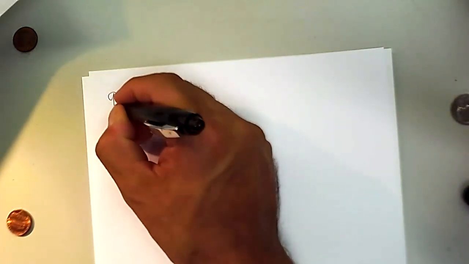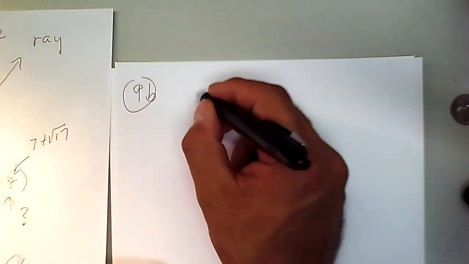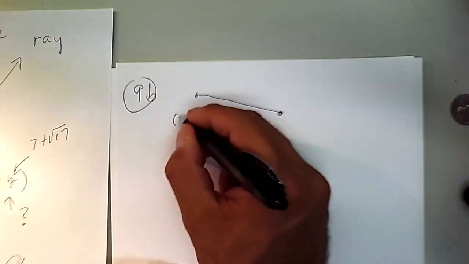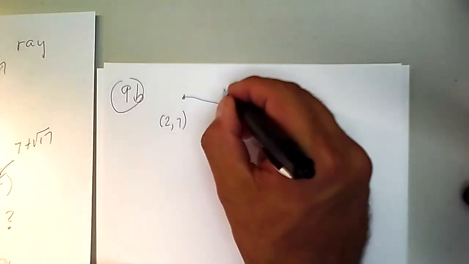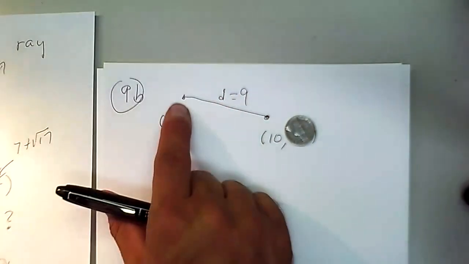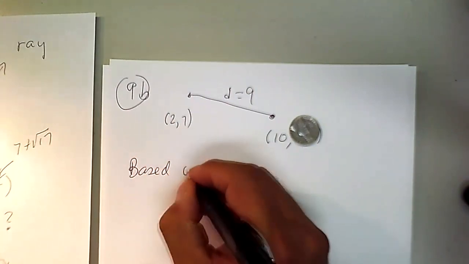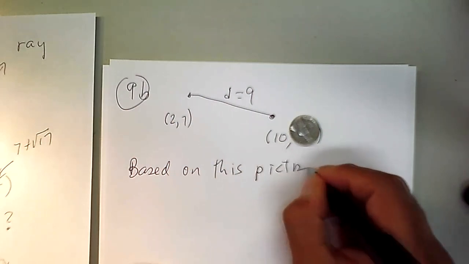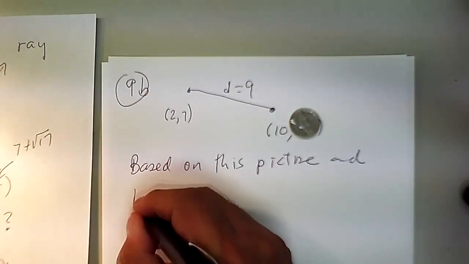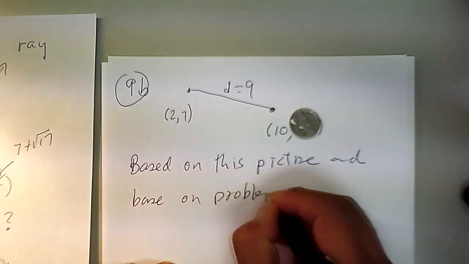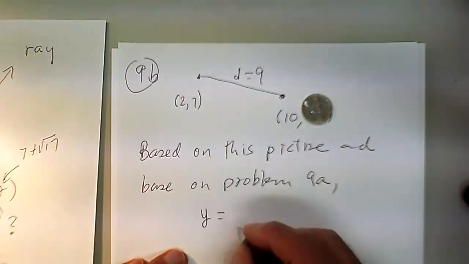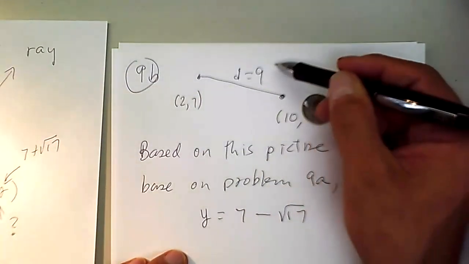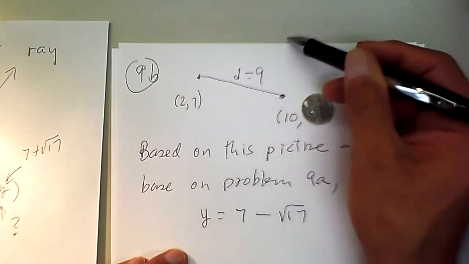Let me do 9B. Let's label this as 9A. Just very quickly, I'm not going to redo the whole thing, but if the picture was this picture instead, and we had 2, 7, and 10, blank, let's pretend somebody blocked that and we don't know what it is, and the distance is still 9. What is this? Okay, so based on this picture and based on problem 9A, the y that is missing, or the point that we have in here should be 7 minus the square root of 17, because the picture shows that this number is below that one. So instead of adding, we would have to subtract.